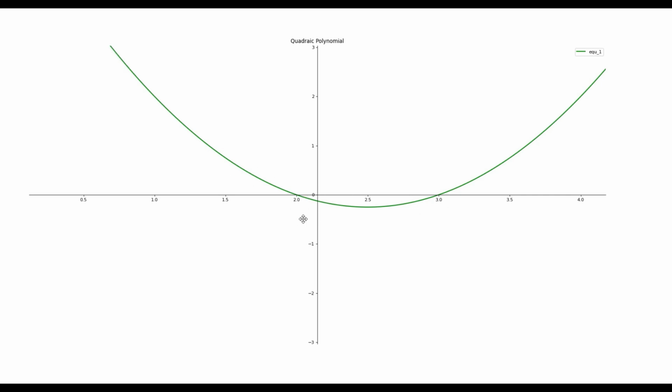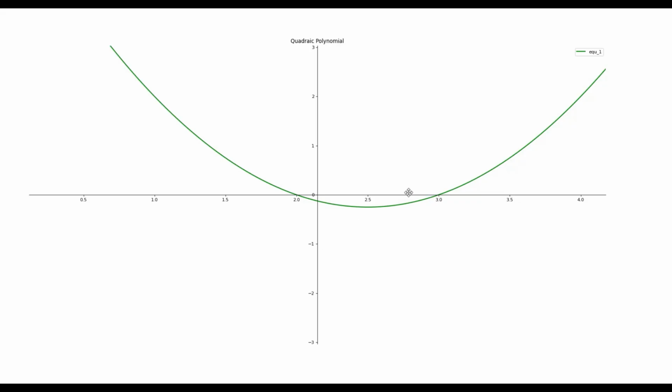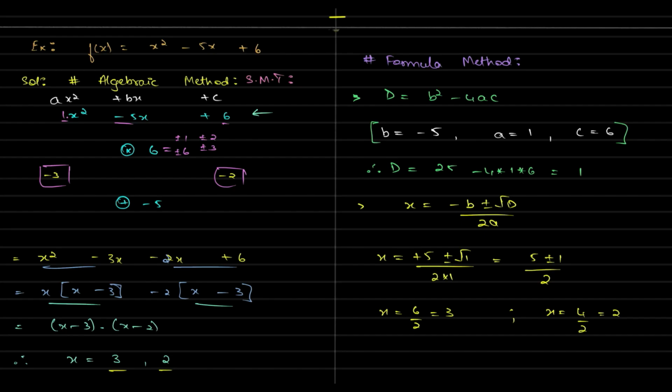It's a smiley graph. It's passing the x-axis at 2 and 3. So that's our answer, 2 and 3. Graphically too, we got the same answer. All three methods are quite simple, but graphically it is simple because of the programming. If not, plotting it would have been difficult for a quadratic equation. Linear is easy. For quadratic, cubic and so on, the graphical method gets too complicated if you try to do it with pen and paper. It's not practical.